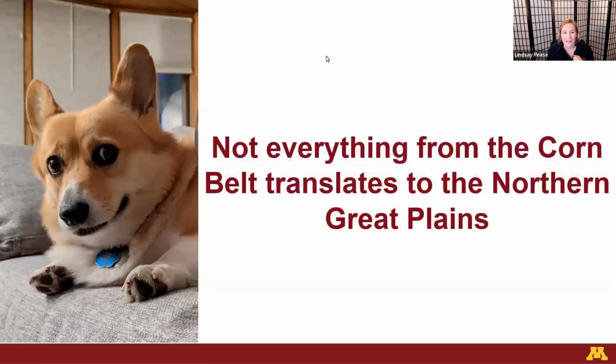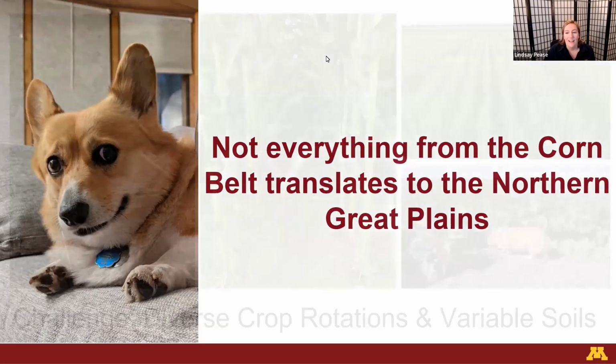But one thing that we know is that not everything from the Corn Belt translates exactly to the Northern Great Plains. I'll also take a minute to introduce, this is my dog, and I call her Bert, and she accompanies me on a lot of my journeys, so she's going to make some appearances throughout. But not everything that translates in the Eastern Corn Belt really works in the Northern Great Plains.